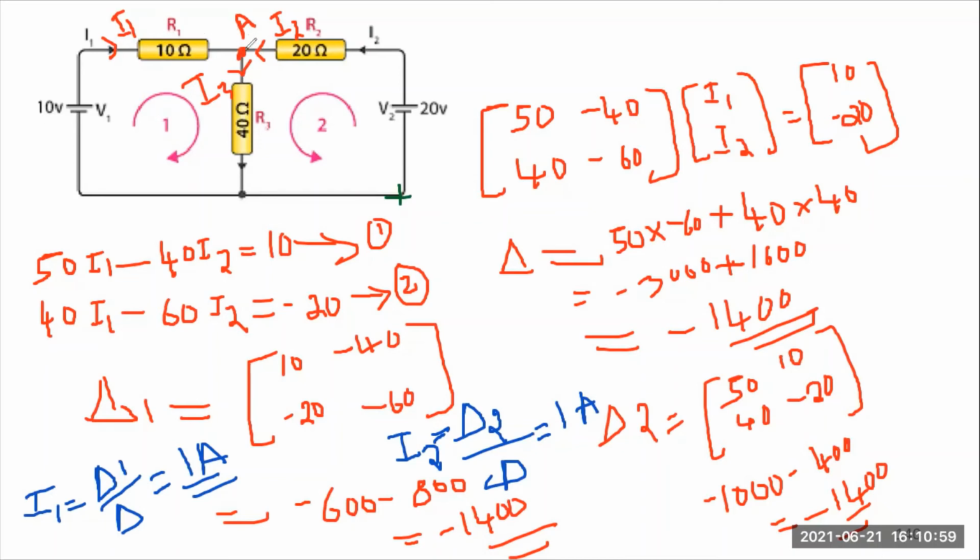Total current entering the junction at A is equal to I1 plus I2. So the current flowing through the 40 ohm resistor is equal to I1 plus I2. So what is I1 plus I2? I1 I have got 1 ampere, so 1 plus 1 is equal to 2 ampere. So I am sure that the current flowing through I3 is equal to 2 ampere.